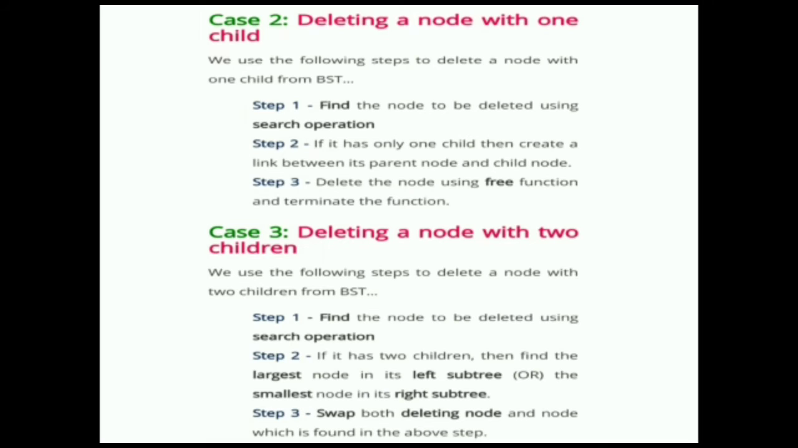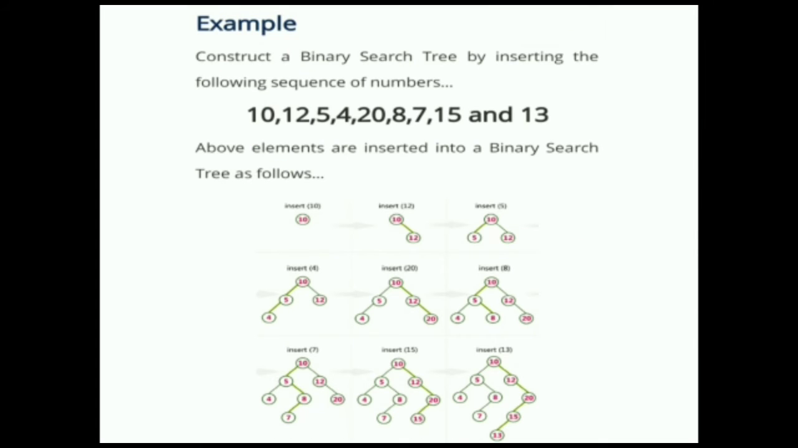Here is an example which constructs a binary search tree by inserting the following sequence of numbers. First taking the root node as 10, then we insert 12. 12 is greater than 10, so it is placed in the right subtree of the root node. Then again inserting 5, which is smaller than the root node, so it is placed on the left side of the root node, that is the left subtree.